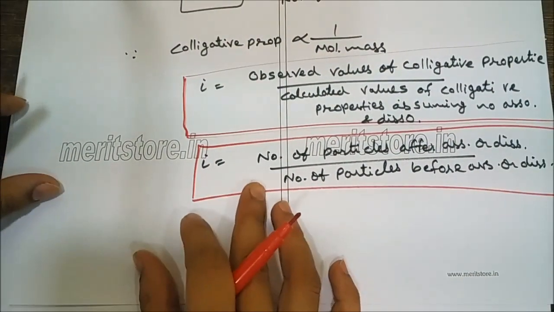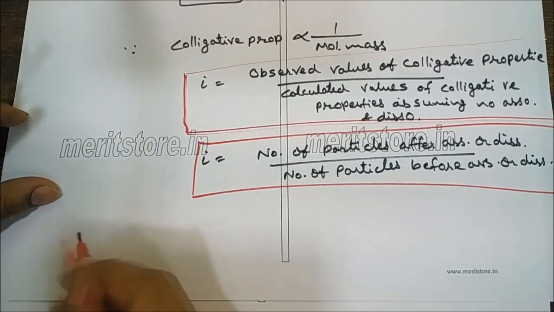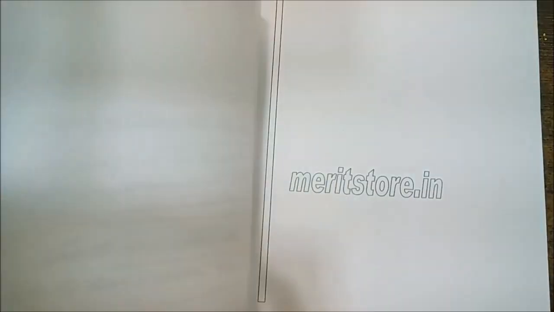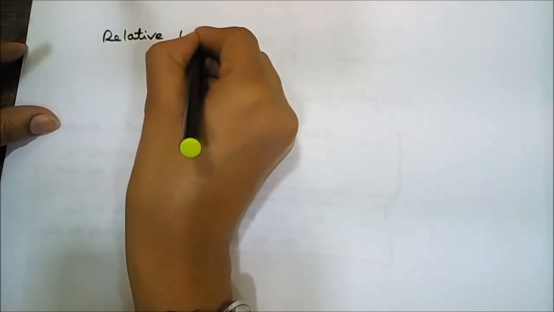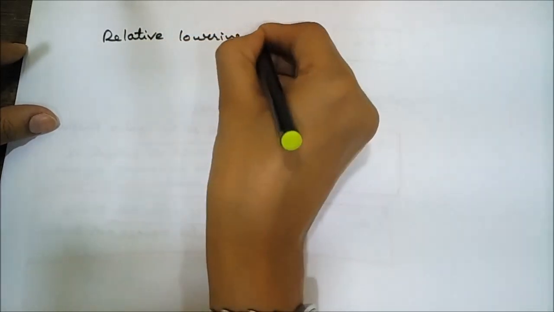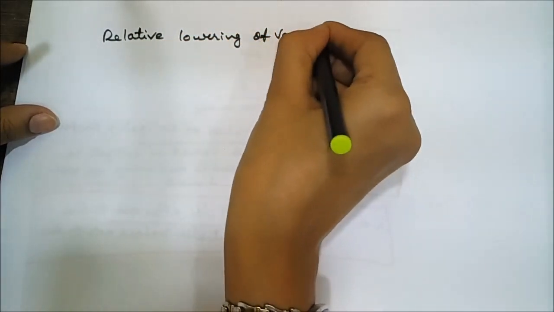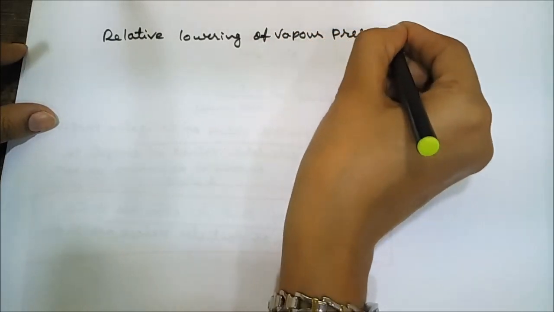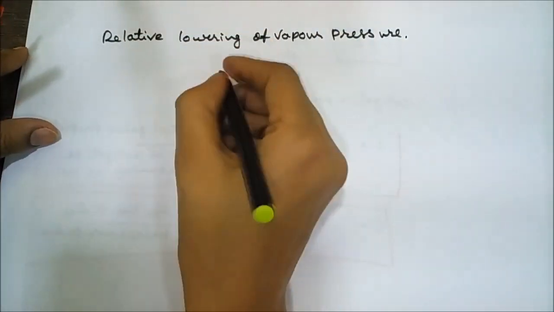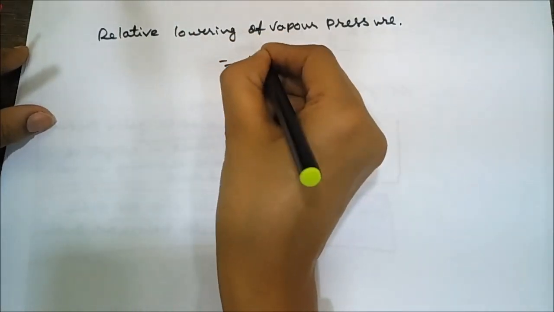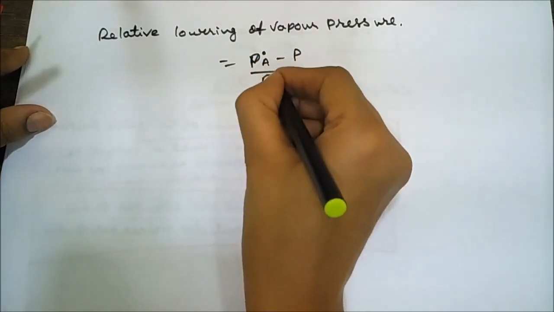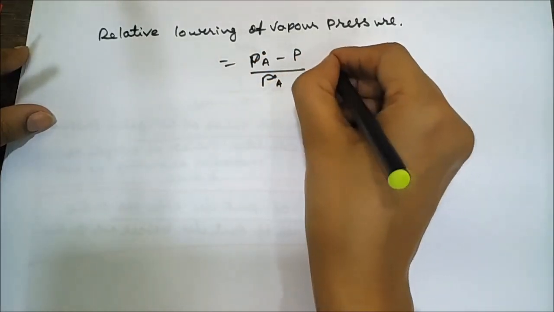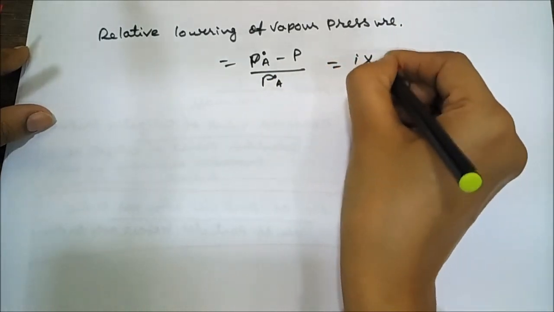Now, introducing the Van't Hoff factor for colligative properties. For relative lowering of vapor pressure, after introducing i, (P naught A minus P) upon P naught A will be equal to i X_B.